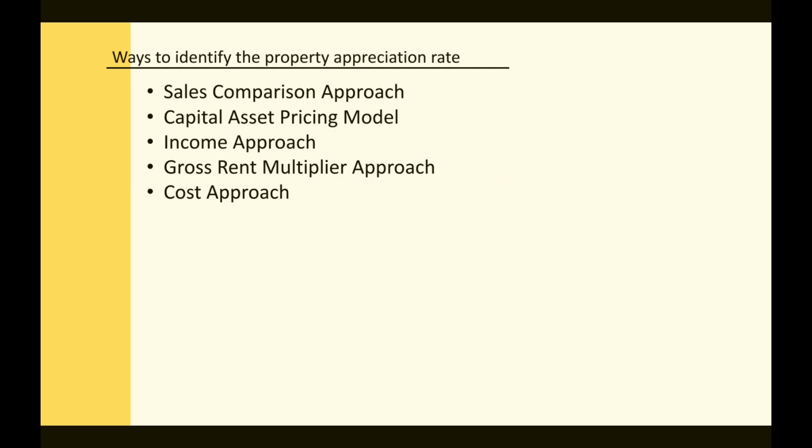So let's begin. There are 5 ways to find what the property value is, which can also help you identify what the appreciation of the property works out to be. There's sales comparison approach, capital asset pricing model, income approach, gross rent multiplier approach, and cost approach. For this episode, I'm going to be exploring the gross rent multiplier approach.